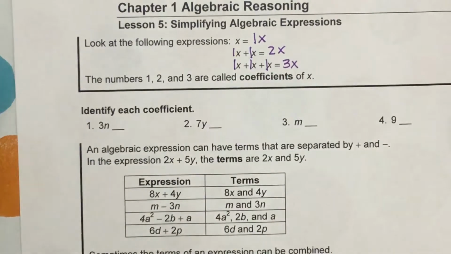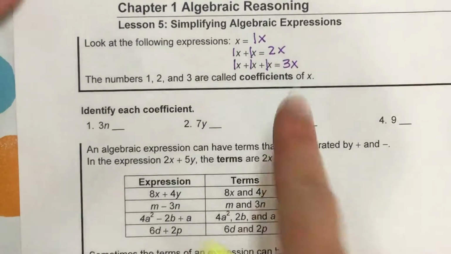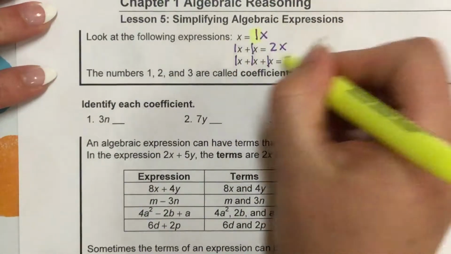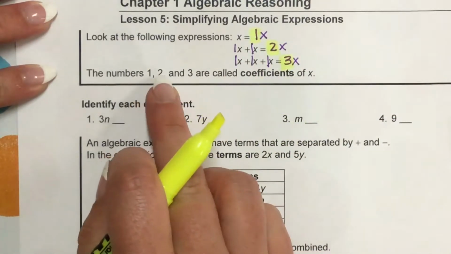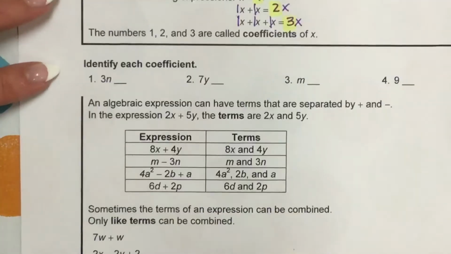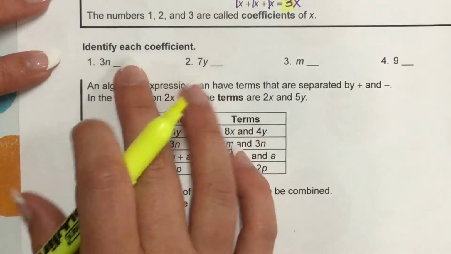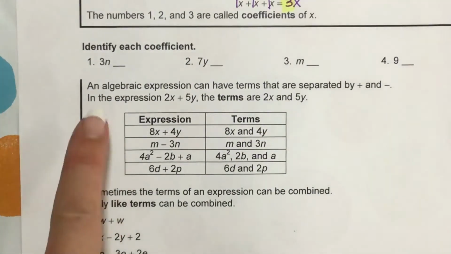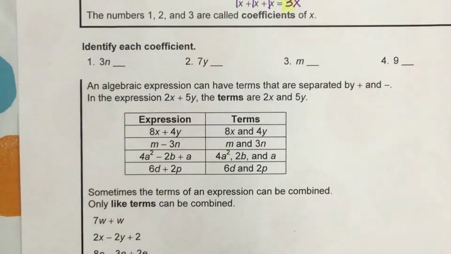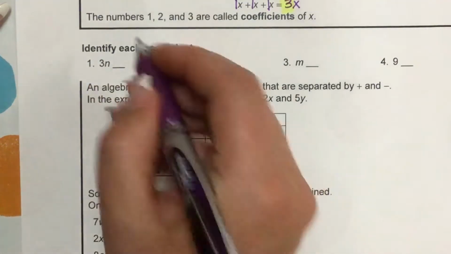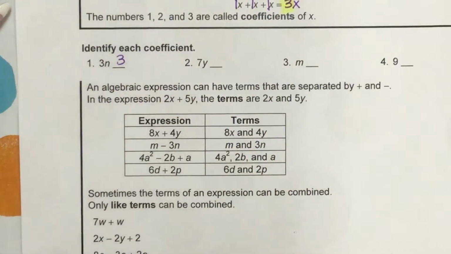So if you see here, we have variables. The variable is x, but we also have coefficients. The coefficients would be 1, 2, and 3. Those are the coefficients of x. So for this first example, we're just going to identify what each coefficient is. So what is the coefficient of 3n? What is the number in front of the variable? The variable's n, so the number in front would be the 3. The 3 is the coefficient.